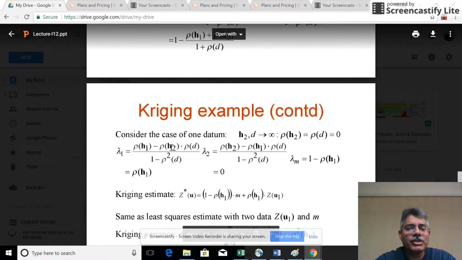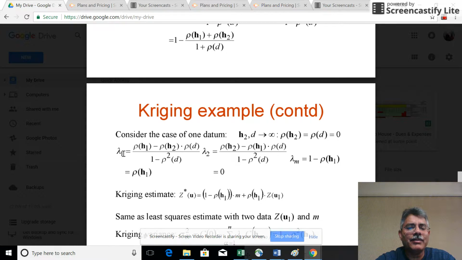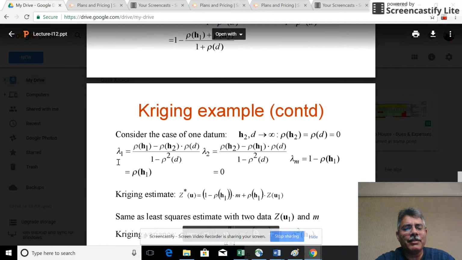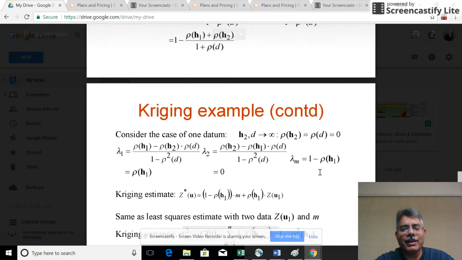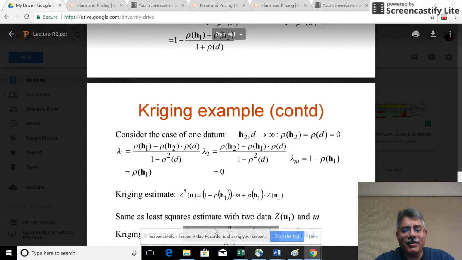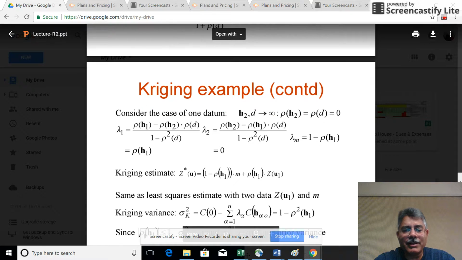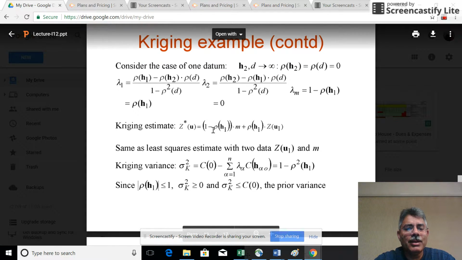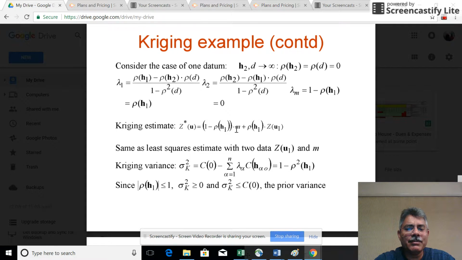And if I put rho h2 equal to zero in this expression and this expression, then you can see that lambda 1 will come out to be exactly equal to rho h1, and lambda 2 comes out to be equal to zero, and lambda m is equal to 1 minus lambda 1 minus lambda 2. I can put these two values in and get lambda m is equal to 1 minus rho h1. So this becomes my Kriging estimator in that case: Z star of u equals 1 minus rho h1 times m plus rho h1 times Z of u1.